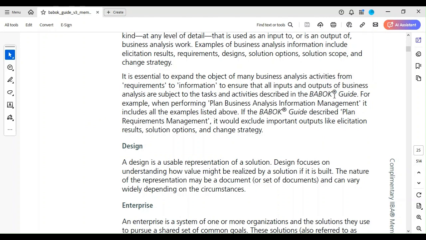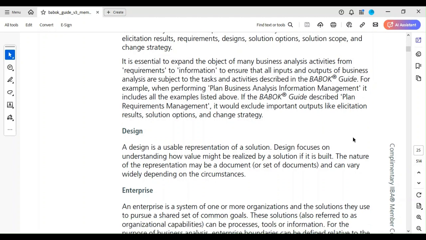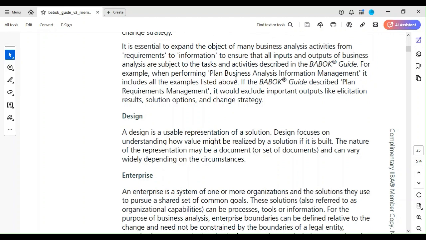So it's telling you that it's good to expand activities from requirements to information to ensure that you have everything: the inputs, the outputs, the tasks or activities that are involved. So, for example, when performing planned business analysis information management, it includes all the examples listed above. If the BABOK guide described planned requirements management, it would exclude important outputs like elicitation results, solution options, and change strategy.